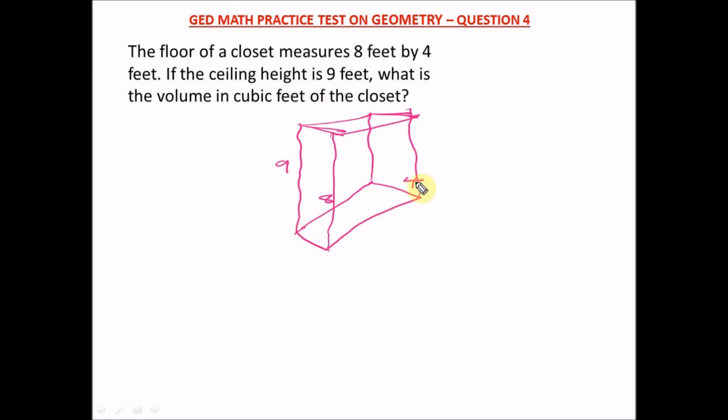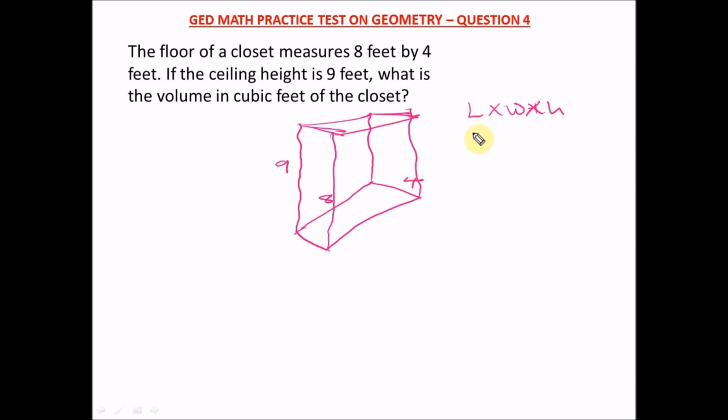So we're looking for the volume. Volume is like what the closet can contain. And remember, volume is simply your length times your width times your height. I hope you remember the formula for finding a volume. I also think I've said earlier, you're going to be given a formula sheet, so you don't need to worry about that.